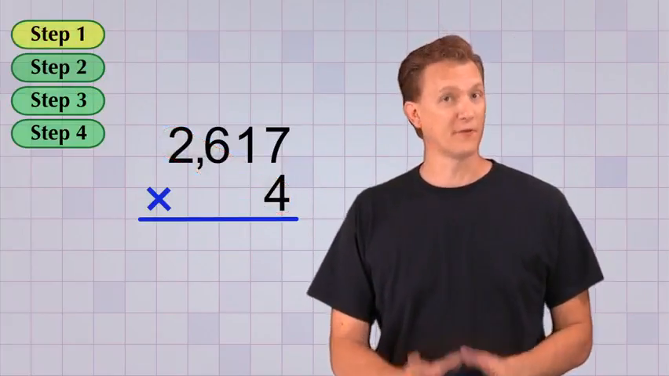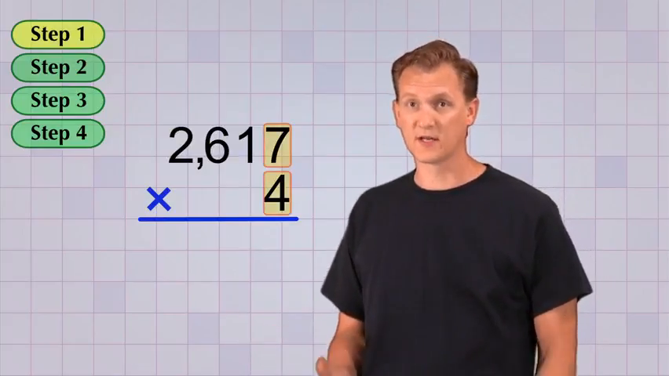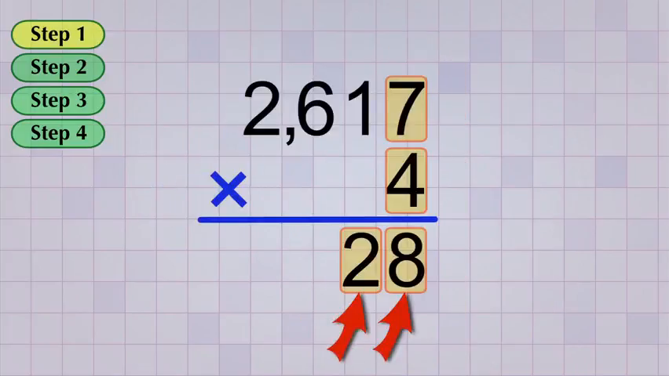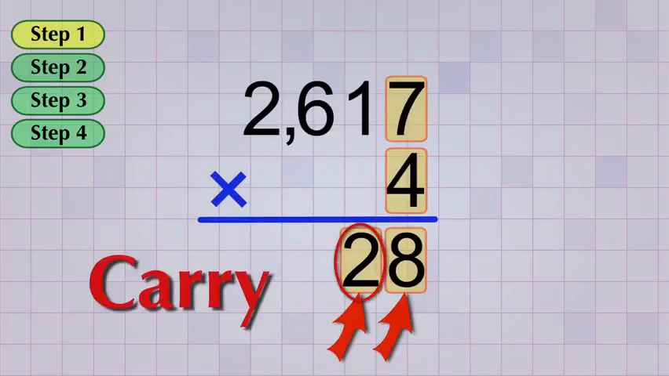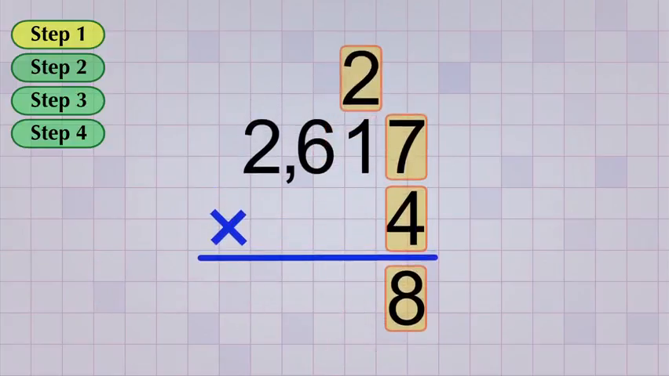Okay, here we go with the first step. We multiply the bottom digit by the top digit in the ones place. 4 times 7 equals 28. Because we have a 2-digit answer, we need to carry the digit that'll be in the way. We're going to add it back in after we complete the next multiplication step. So we carry the 2 to the top of the tens column, and we leave the 8 where it is.